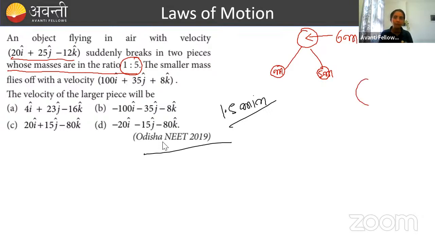So it will have momentum 6m into v in i cap, j cap, k cap direction. When something breaks, why does it break? It breaks because of internal forces. And when force is internal, momentum will be conserved. Done. So whatever is the initial momentum of this 6m will be equal to momentum of these two masses together. Okay. So use this and try to calculate.